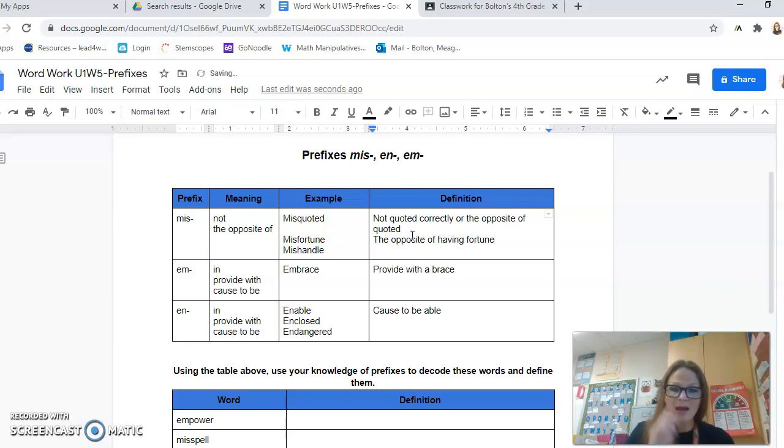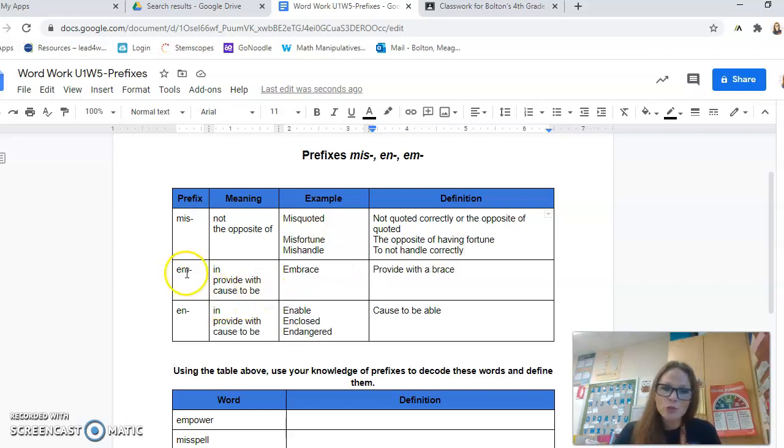The other word we have is mishandle. That would mean to not handle correctly. If you have a pet fish and you decide to take that fish out of the water and just hold it and pet it and love it like that, that would be mishandling the fish. You're not handling it correctly. You are not treating it correctly, okay?